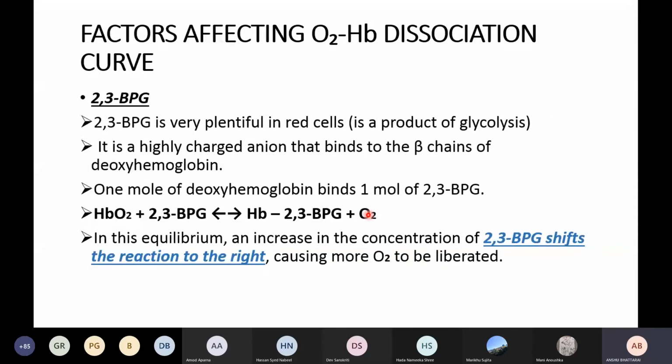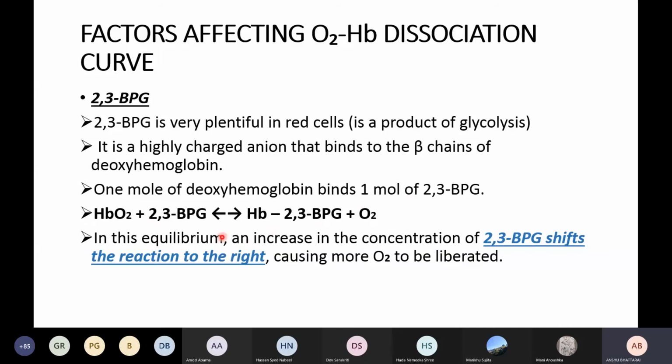Now, I also talked about one molecule which is known as 2,3-bisphosphoglycerate or 2,3-diphosphoglycerate, which is very plentiful in red cells, RBC. Why? Because it is a product of glycolysis. This 2,3-BPG has a great affinity for deoxyhemoglobin. It binds to the beta chains of deoxyhemoglobin. Usually there are 4 chains. In adult hemoglobin, there are alpha chains and beta chains. So one molecule of deoxyhemoglobin binds one molecule of 2,3-BPG.